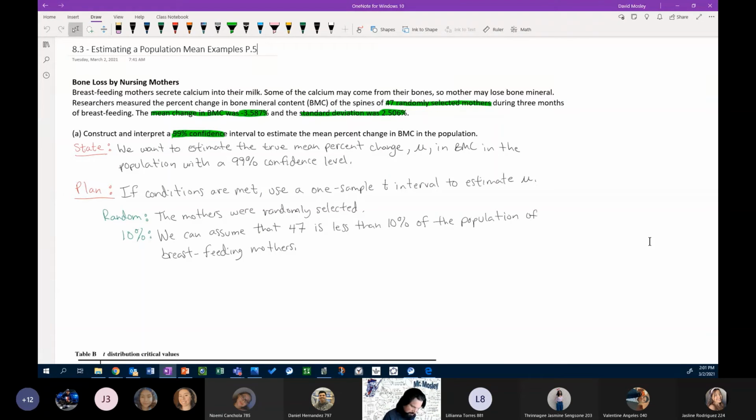Then we have our large sample condition, right? Since 47 is greater than 30, this condition is met. That's kind of an easy one. It's just looking at the numbers. We're at the sample size larger than 30, so we're good to go. Now we move on to our do step.